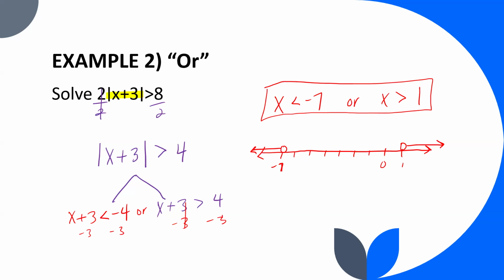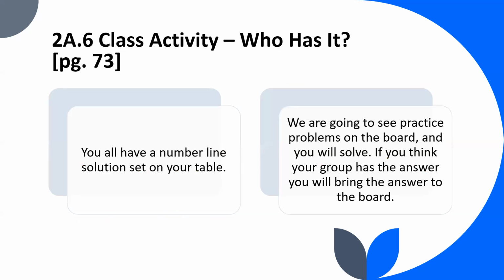Okay, time to practice it. So what we're going to do, Alina, you're going to have to go back with Unique, or Unique come to Alina, whoever. Each group is going to get a card, but we're going to all solve. So on page 73, we're doing 2A.6 class activity, okay? You'll all have one solution, but your solution may not be the solution for the one on the board. If you think your group has that solution, then you have to bring your answer to the board and show us your solution, okay? Does that make sense? Okay, so I'm going to give everyone their group solution card.